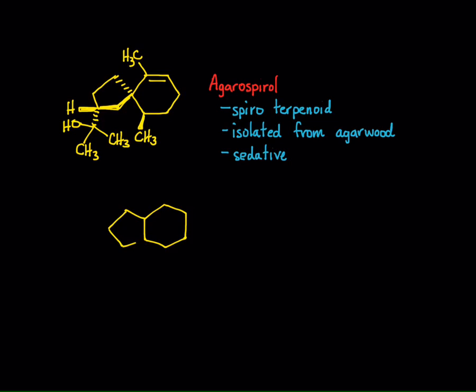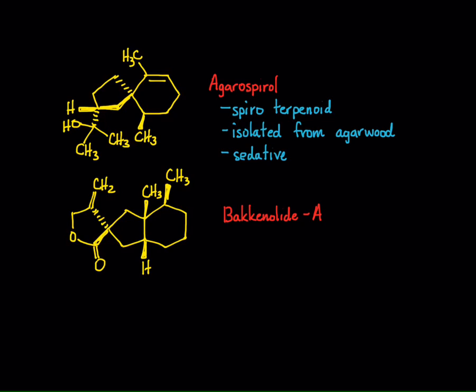The next structure also hails from Asian medicine. This is called bacchanalide A, and there are obviously different stereoisomers of bacchanalide. This is one particular naturally occurring stereoisomer, and it happens to be isolated from the Japanese bog rhubarb, which they call fuki. I just thought that was kind of interesting.